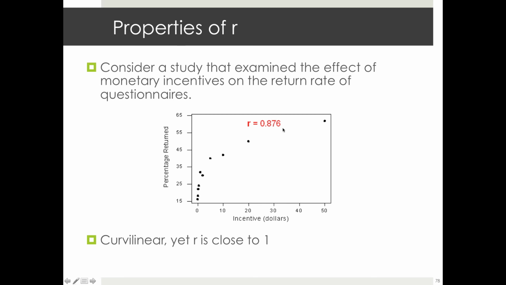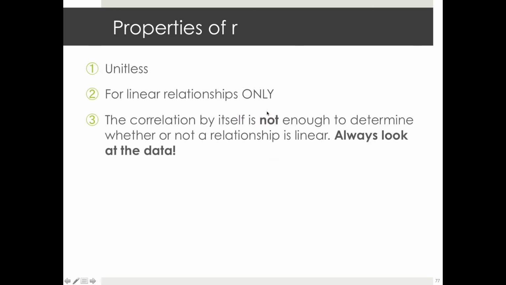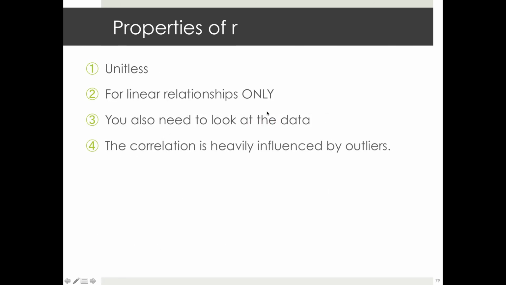So we've seen a couple of examples. In this case, we have curvilinear, yet R is close to 1. Back up here, in this previous example, we saw curvilinear, but R wasn't at all close to 1 or -1. So again, the moral of the story is you've got to make sure that you actually look at the data. And then finally, fourth, the correlation value is heavily influenced by outliers.